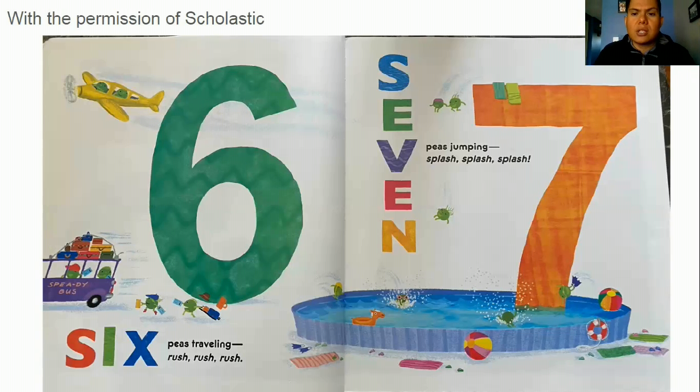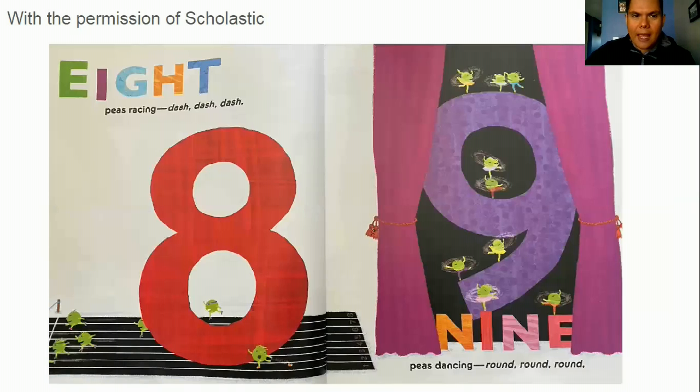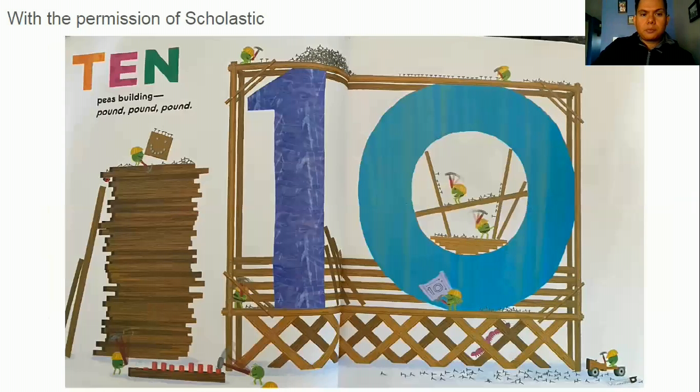7 piece jumping. Splash, splash, splash. 8 piece racing. Dash, dash, dash. 9 piece dancing. Round, round, round. 10 piece building. Pound, pound, pound.